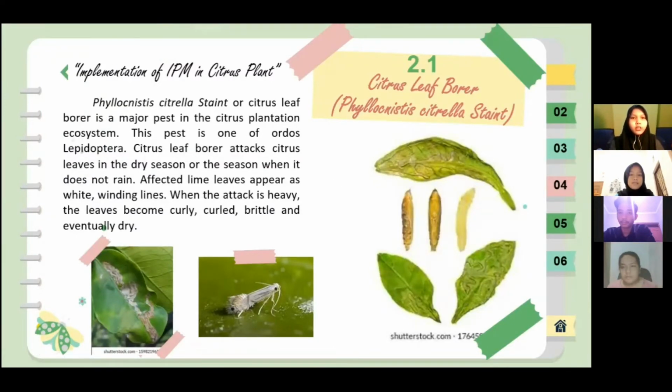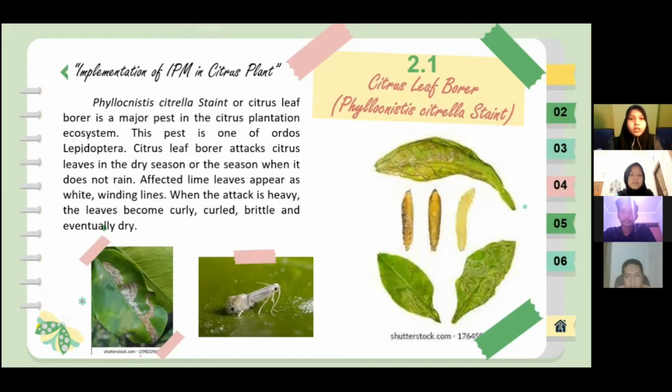Next is implementation of IPM in citrus plant. First pest is citrus leaf borer, or Phyllocnistis citrella Stainton. Phyllocnistis citrella Stainton, or citrus leaf borer, is a major pest in the citrus plantation ecosystem. This pest is one of the order Lepidoptera.